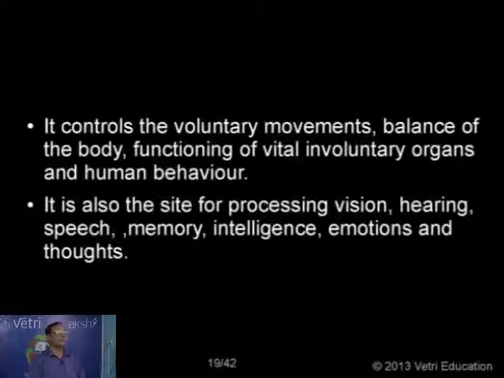Your behavior. In addition to that, it is a site for processing your vision. It's processed there. The hearing, even the speech. You can speak; there is an area for controlling your speech. And also your memory, intelligence, then the emotions. You have different kinds of emotions, for example, fear, anger, and rage. And also you have pleasure and then communications. All are controlled by this. So your memory, intelligence, emotions, and thoughts are all located mainly in the brain. That's why it's called a command and control system.